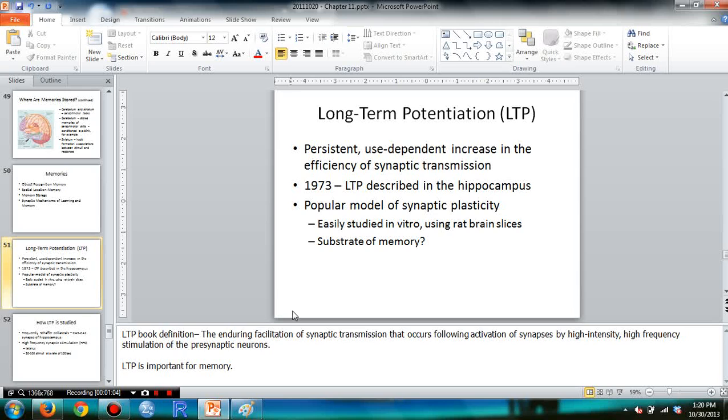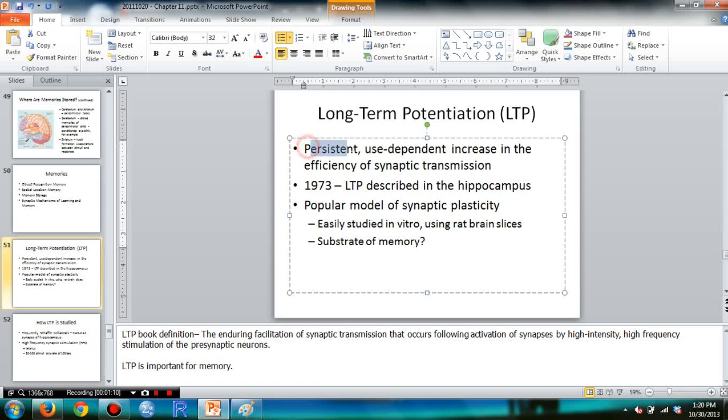Okay, so what is long-term potentiation? This is a persistent, use-dependent increase in the efficiency of a synaptic transmission. So this is persistent, and it's use-dependent. So it lasts a little while, right? It depends on your experience. So depending on your experience, this thing lasts a little while, and it's a change in how your two neurons actually communicate with each other. Okay? So the efficiency of synaptic transmission.